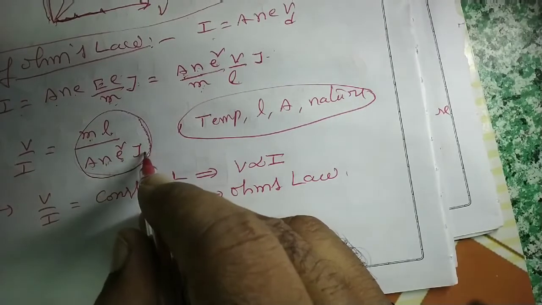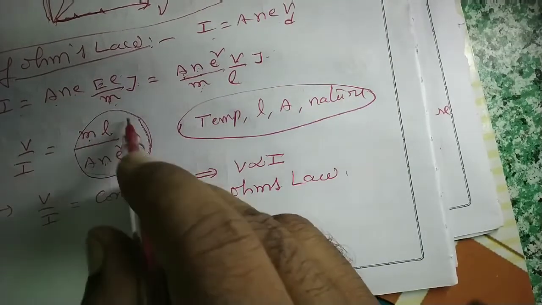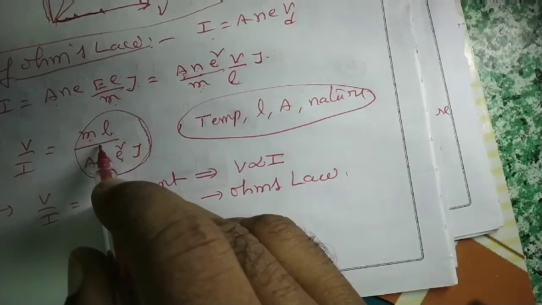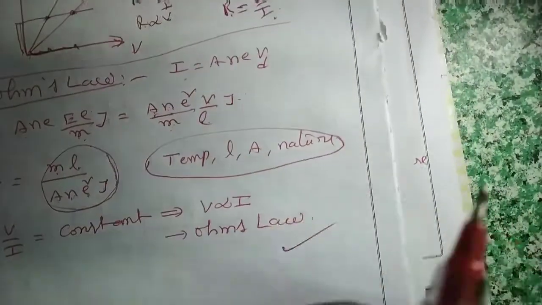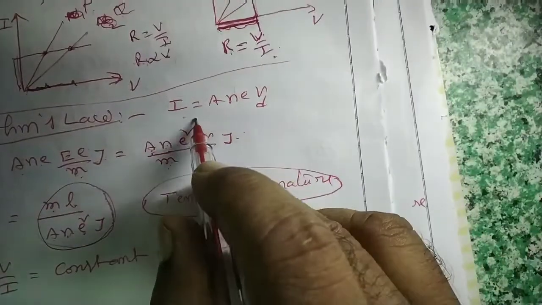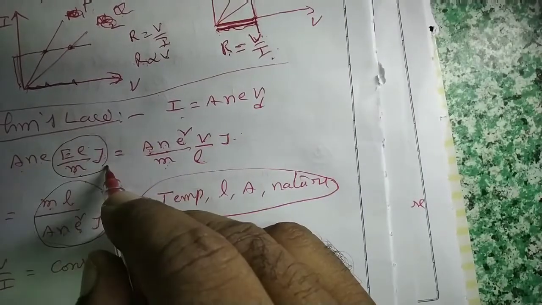And temperature same means what? Average time of relaxation same. Then everything will remain same. Means it is a constant. So V by I is a constant. That means V is proportional to I, which is Ohm's law. So in that way, we derived Ohm's law. We deduced Ohm's law from the expression of electric current, using the drift speed expression.